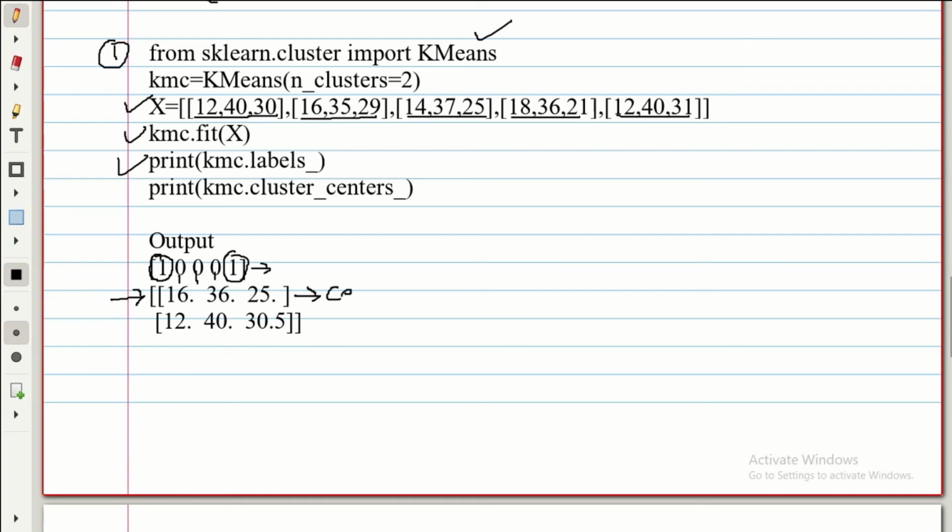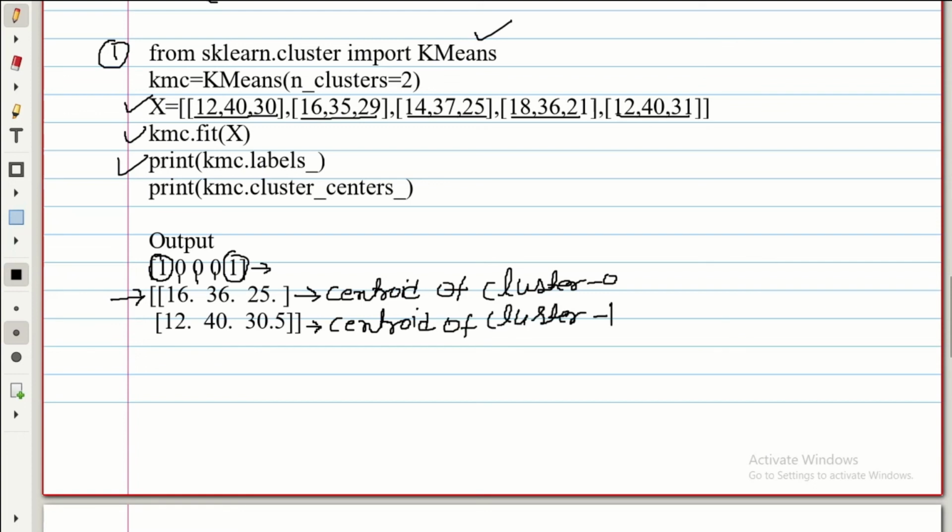This is the centroid of cluster 0, and this is the centroid of cluster 1. So 3 outputs you will get: assigned clusters for instances, the centroid of cluster, in this case the centroid of cluster 0 and the centroid of cluster 1.